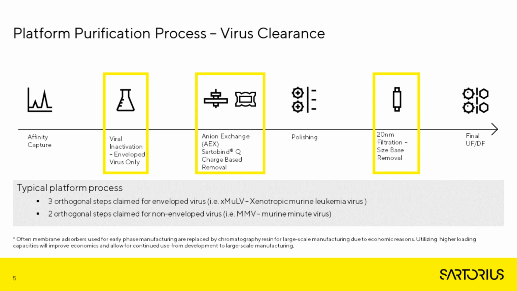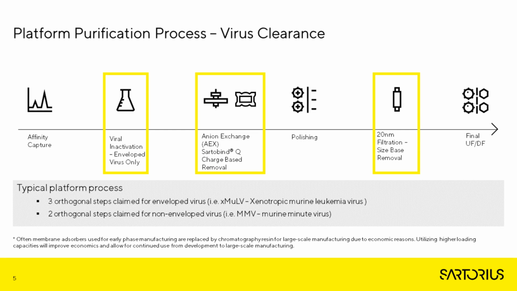So this platform process contains 3 orthogonal steps for enveloped viruses. Those are the low pH inactivation, anion exchange for charge-based removal, and 20 nanometer filtration for size-based removal. And for non-enveloped viruses, there are 2 orthogonal steps claimed, the anion exchange and the 20 nanometer filtration. Inactivation is only effective for the enveloped viruses. So since there are only 2 virus clearance steps which are effective for the non-enveloped viruses, such as MMV, it's really crucial to optimize each step to get maximum virus removal.